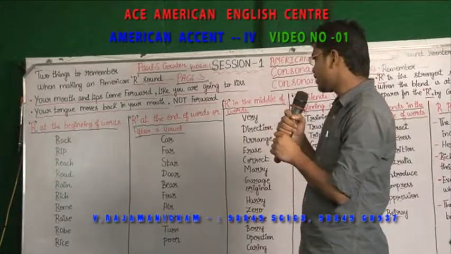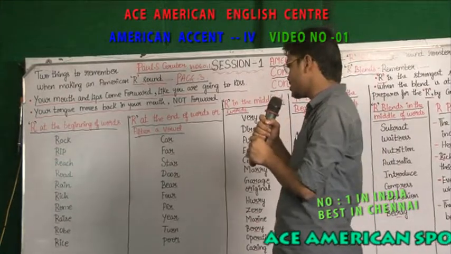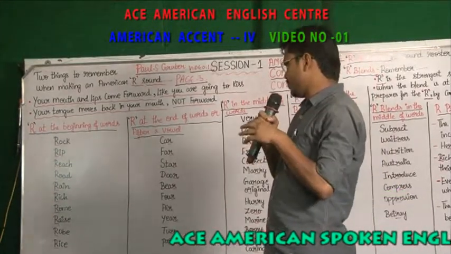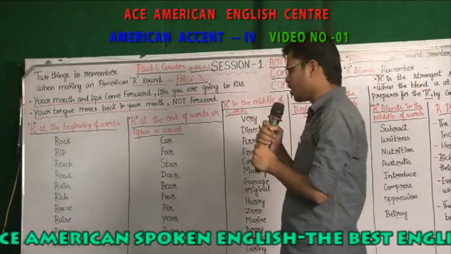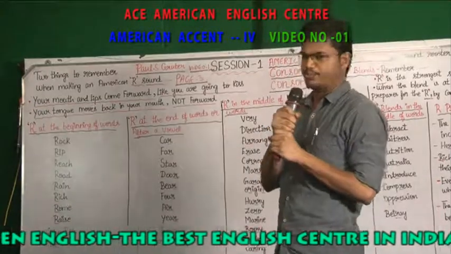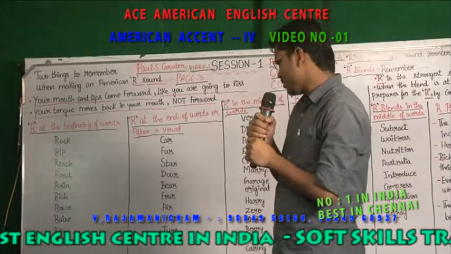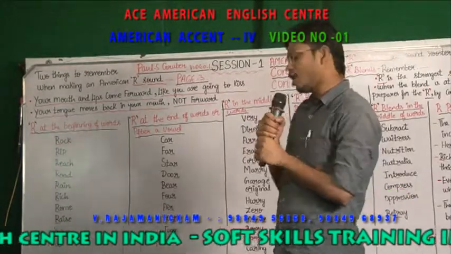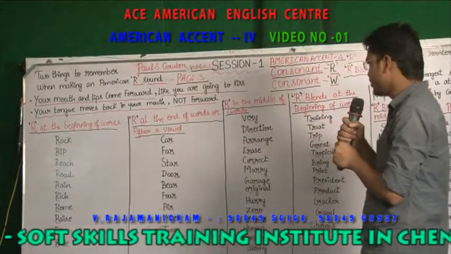Then R at the end of words or after a vowel. So here the difference is we have to pull the sound for a long time. So call, fall, stall, door, beer, for, air, ear, turn, poor.